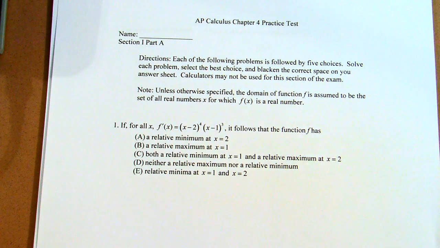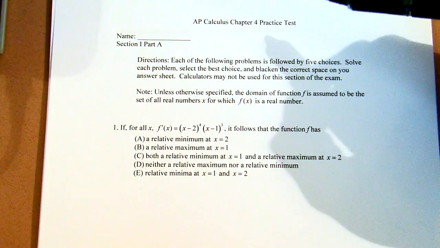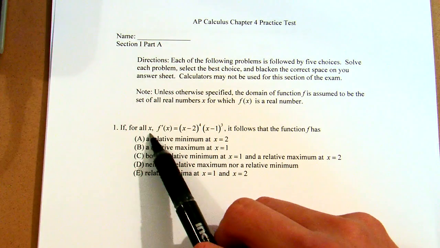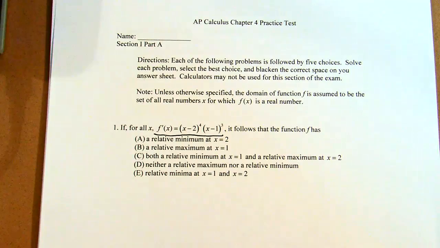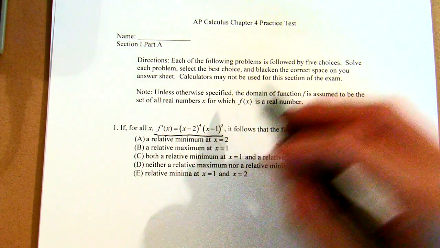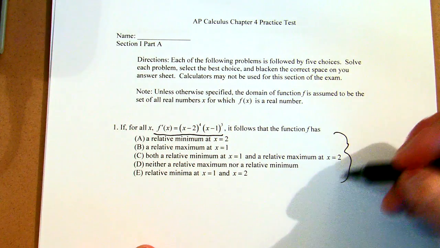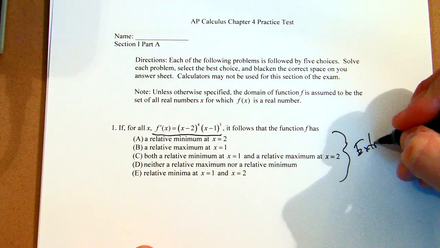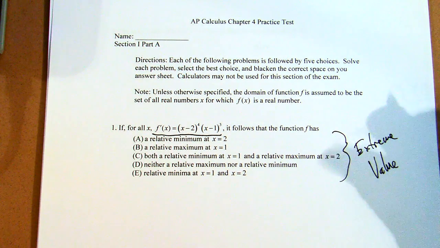Welcome everybody. We're doing practice exam question 1, and for this one we're not using a calculator. It says if for all x, f prime of x, notice the key thing is we already have f prime, it's given, equals (x minus 2) to the fourth times (x minus 1) cubed. It follows that the function has, and it basically gives me a bunch of extreme value options. So I need to find the extreme.